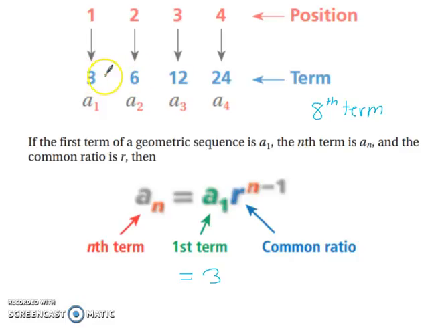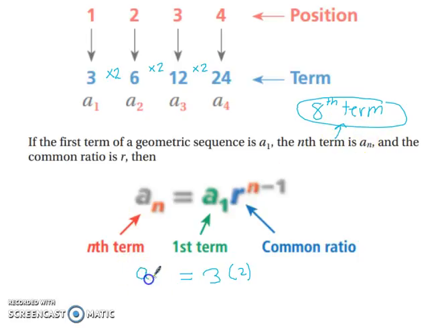Well, to go from 3 to 6, we multiply by 2. From 6 to 12, we multiplied that by 2. And from 12 to 24, we multiplied by 2. So our common ratio is 2. Now we deal with the term we're looking for. In this case, we're looking for the 8th term. They'll tell you which term you're looking for.